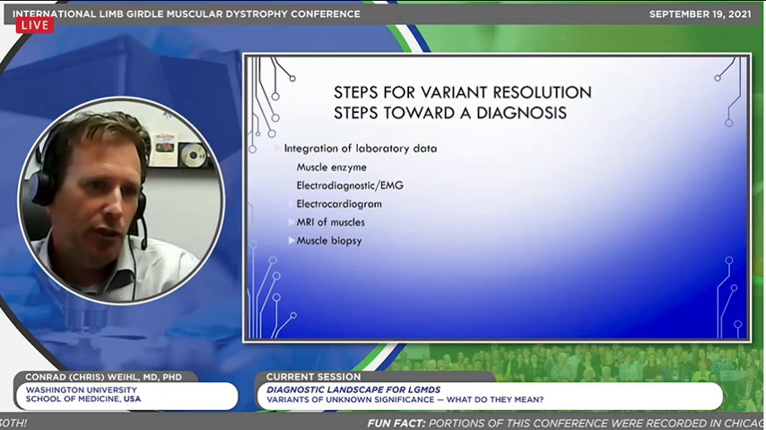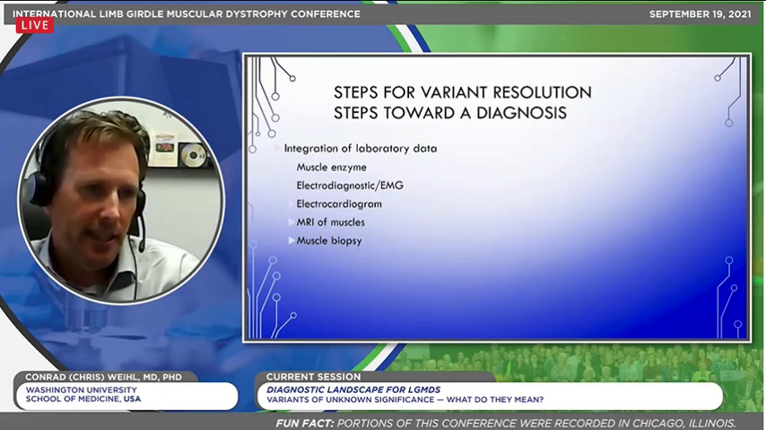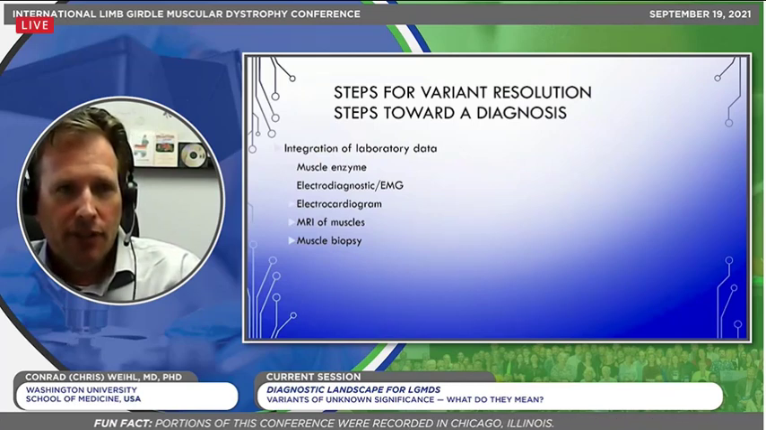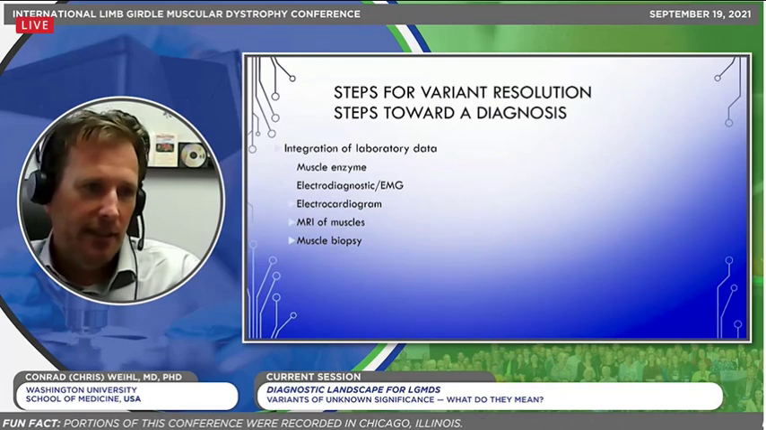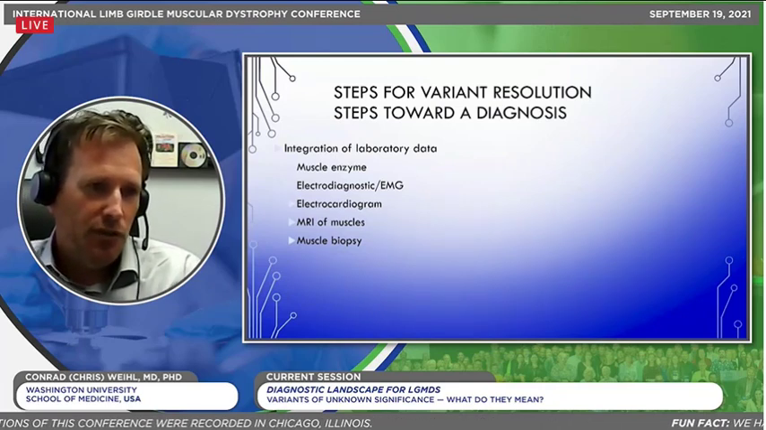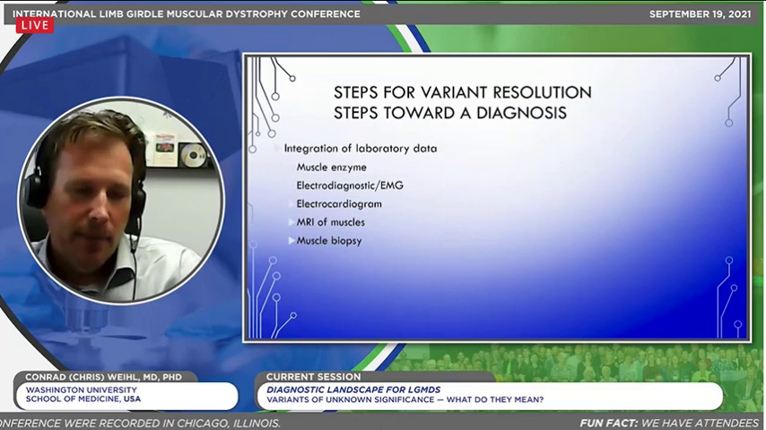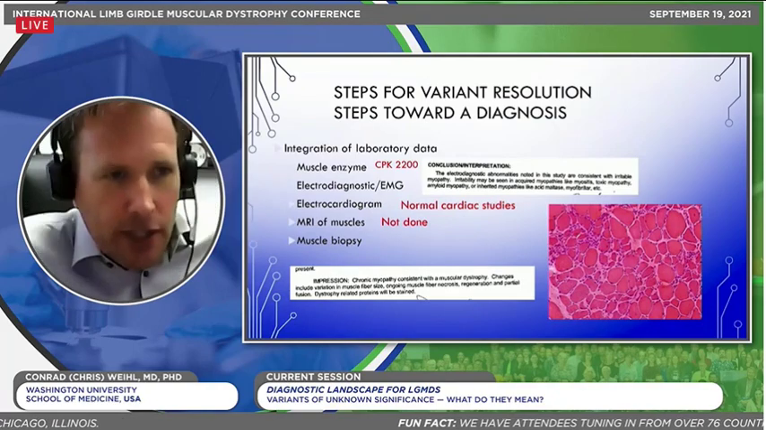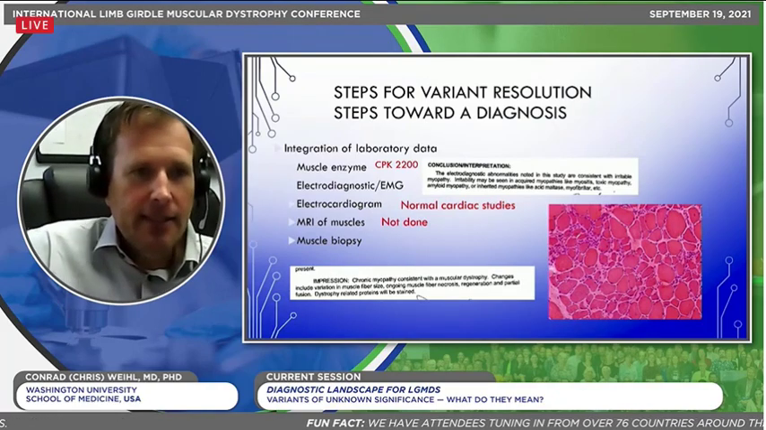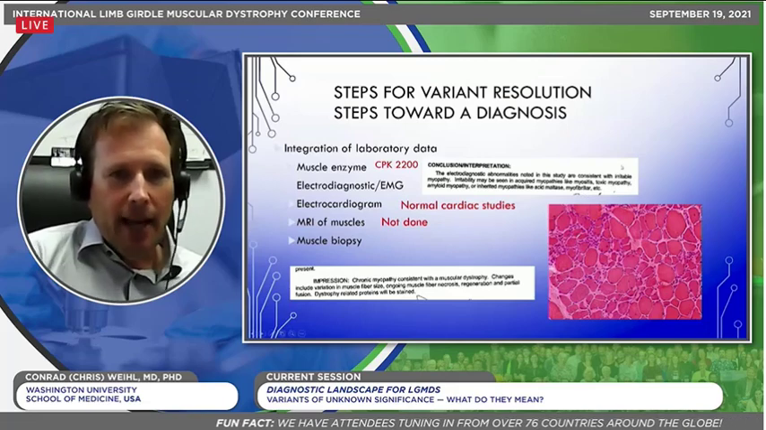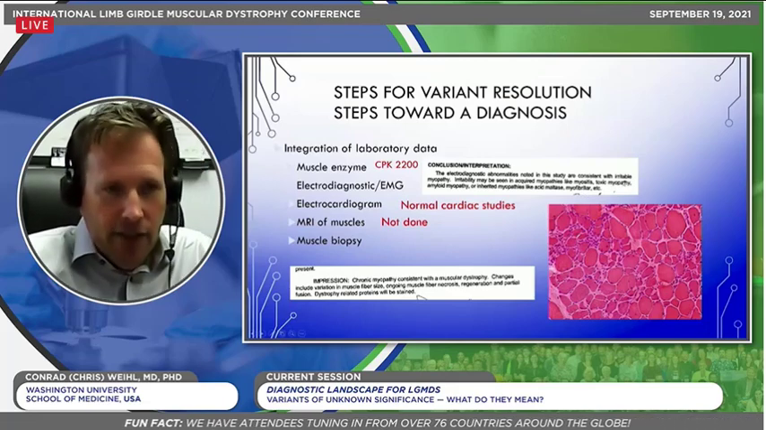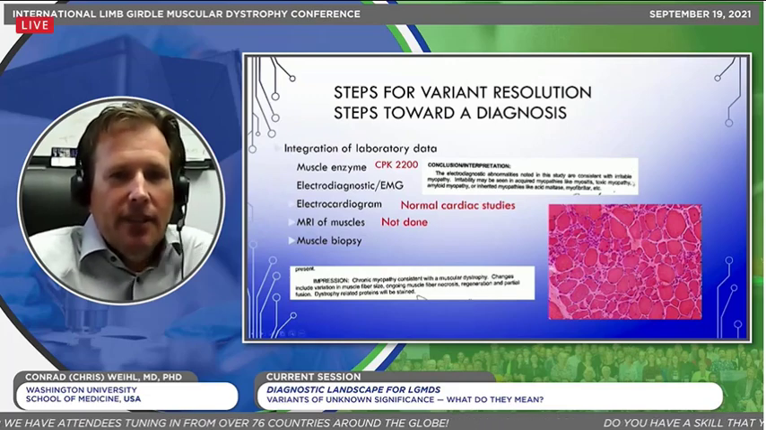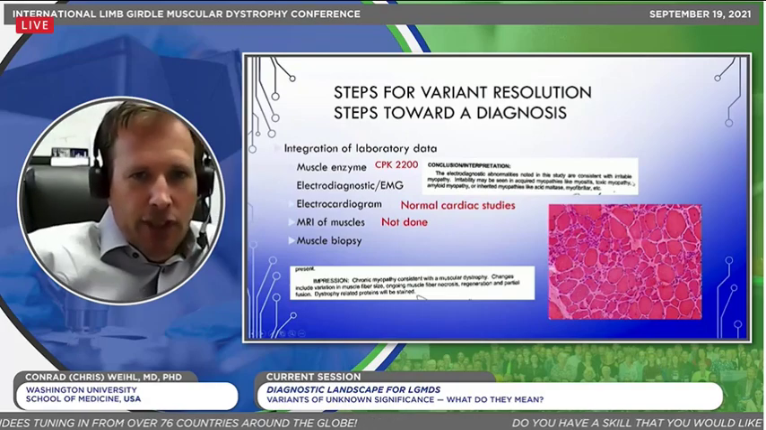Other aspects we look at, interpretation of laboratory data. So muscle enzymes, electrodiagnostic studies. I would say every patient who could have a muscular dystrophy, we want to make sure they've had an EMG done. Electrocardiogram, do they have heart issues? Sometimes an MRI is done, and often a muscle biopsy is done. In the case of this patient, his muscle enzyme was elevated. It was 2200. He had electrodiagnostic studies that showed that he had a myopathy. He didn't have something like a neuropathy. You can see how this EMG is not telling me anything other than this patient has a muscle disease. It's not telling me what the genetic cause is.